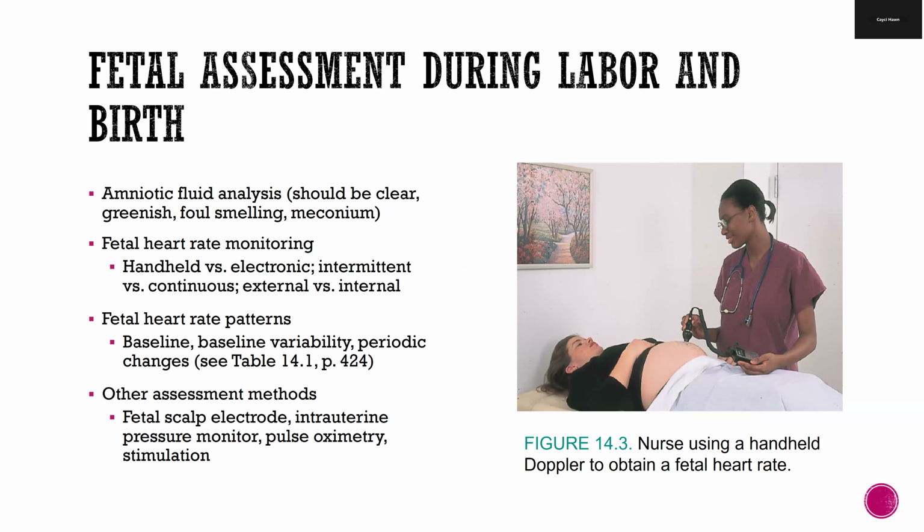If we see fluctuation range observed at fewer than 5 beats per minute, that's minimal variability. Fluctuation ranges from 6 to 25 beats per minute is moderate variability, which is very reassuring and normal. And fluctuation ranges more than 25 beats per minute is marked variability. So you have examples on page 425, figure 14.7 to look at.